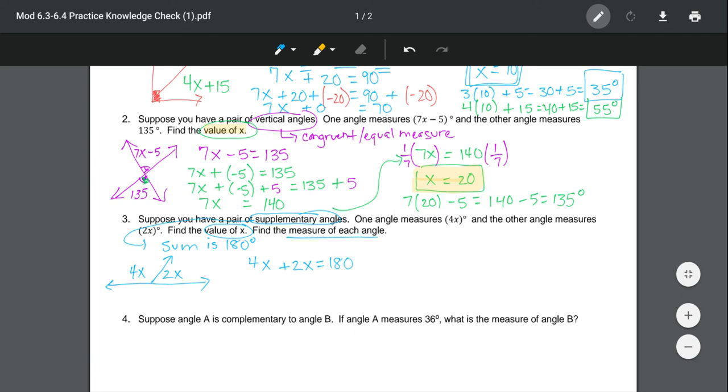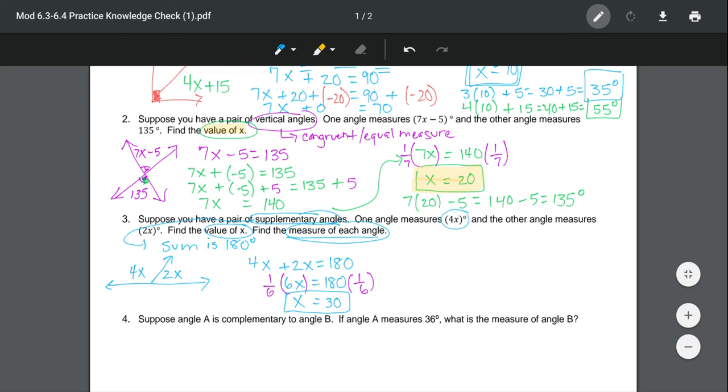So you get 4x plus 2x would be 6x equals 180. And then go ahead and solve algebraically and check your answer once you're done. Okay, so when you solve, x will equal 30. And now we want to find the measure of each angle as instructed.